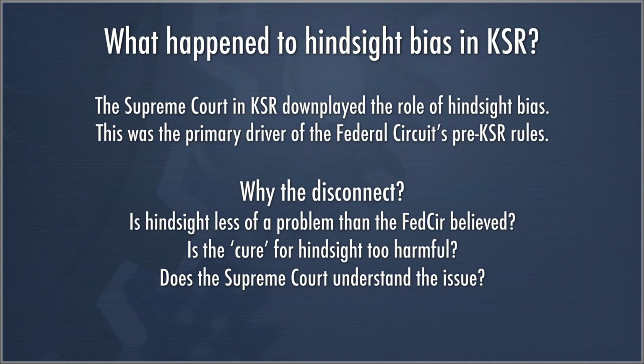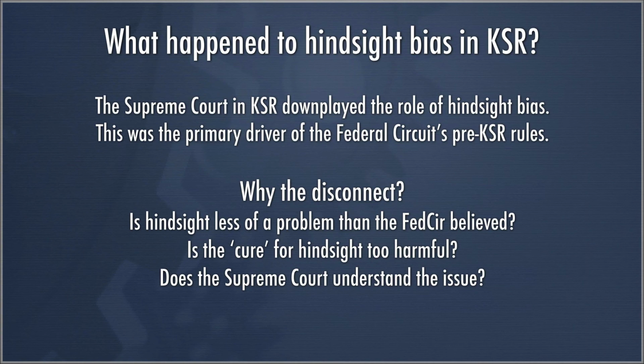It could be that the Supreme Court decided that the cure that the Federal Circuit had developed, which is a fairly rigid application of the TSM test, evidentiary requirements and so forth, was perhaps swinging the pendulum too far, and so even though there might be some hindsight bias under the new rules, it was probably better than allowing too many patents to issue.